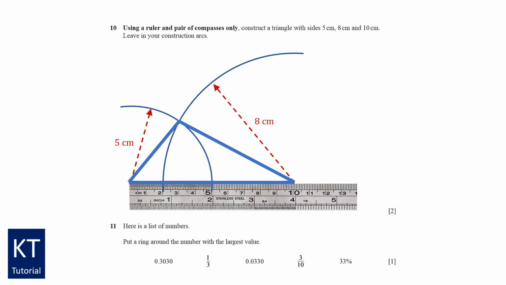Question 11. Here is a list of numbers. Put a ring around the number with the largest value. For such a question, it makes sense to convert all numbers to a decimal, as they're easiest to compare to identify what is required.